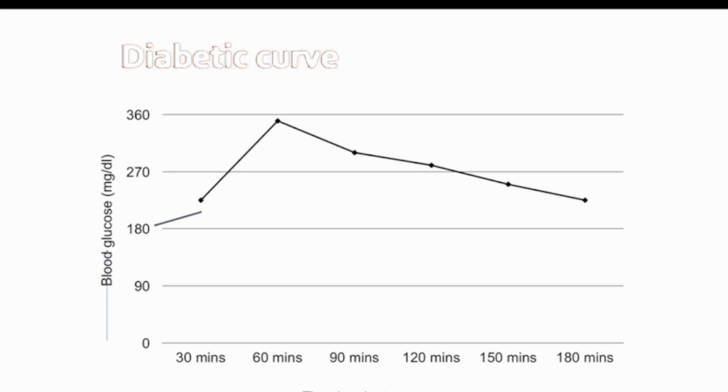If you plot it, it will look like this. The fasting sugar is high, the 1 hour peak value is high, and postprandial is high. So this is a diabetic curve. Again, seeing this graph, you should be able to diagnose what type of curve it is.